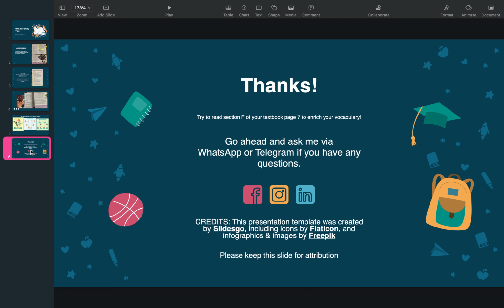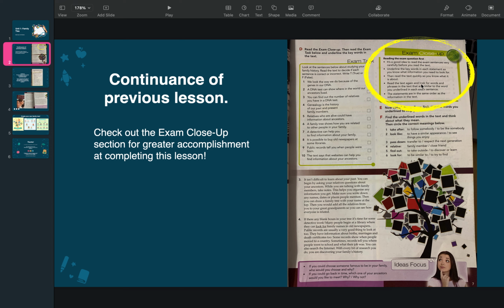Right, and then try to read section F of your Facebook page 7 to enrich your vocabulary. Okay, dekat page 7, this is section F. Okay, dia nak kamu tingkatkan vocabulary kamu. Tanya apa maksud take after, look like, pass down, relative, find out, look for. You don't have to copy it. Tak perlu salin. Just read it through and try to comprehend the words.